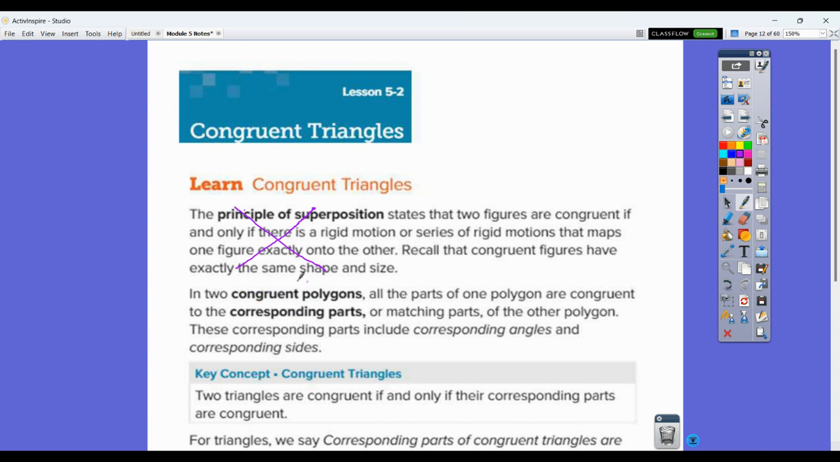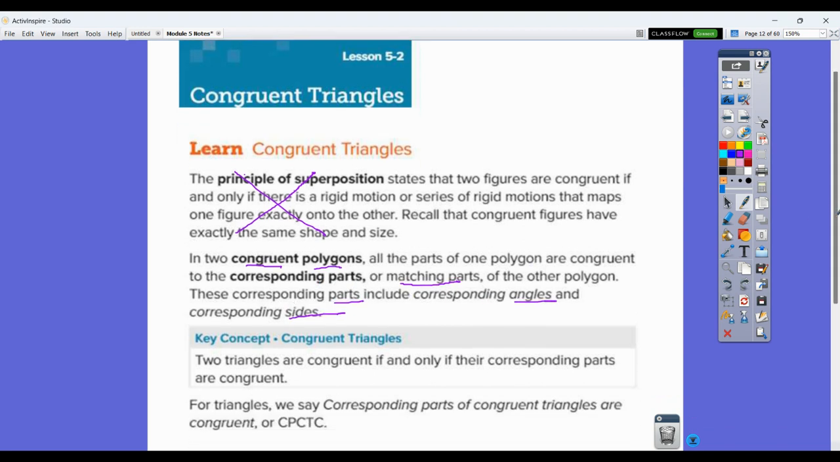Okay. So in two congruent polygons, all parts of one polygon are congruent to the corresponding parts, or the matching parts, of the other polygon. Hopefully those ideas make sense since we've talked about congruent, we've talked about what a polygon is, and now we're talking corresponding parts are just matching parts here. These corresponding parts include corresponding angles and corresponding sides. So every polygon has a set of angles and a set of sides, and it's those corresponding parts, made up of angles and sides, that we're talking about that are congruent.